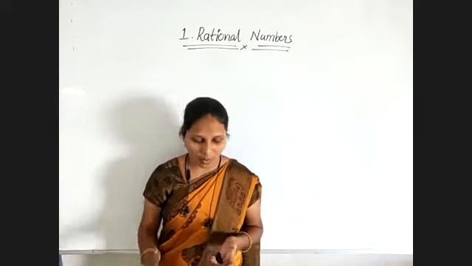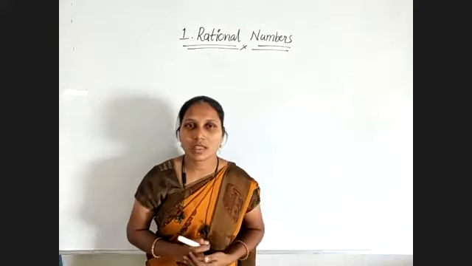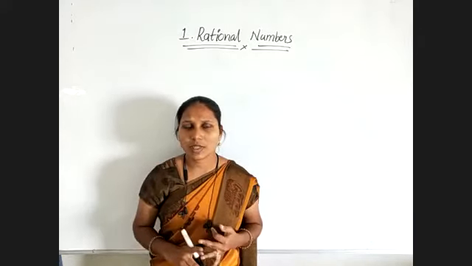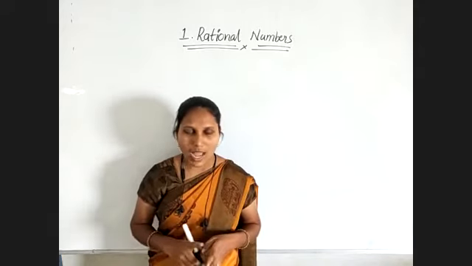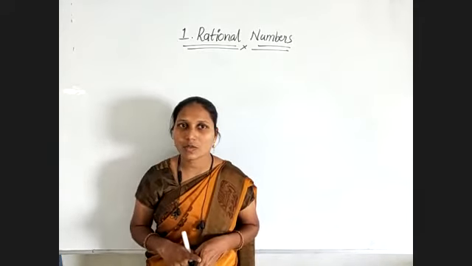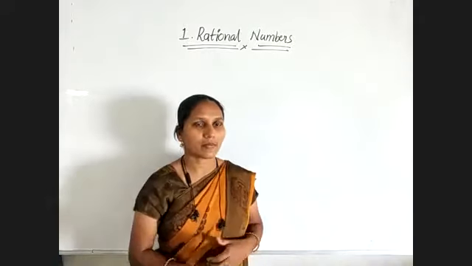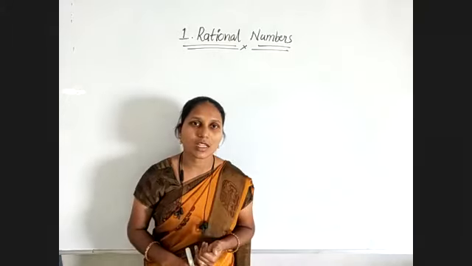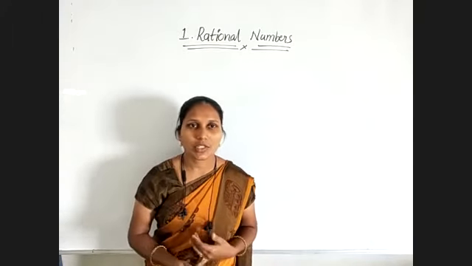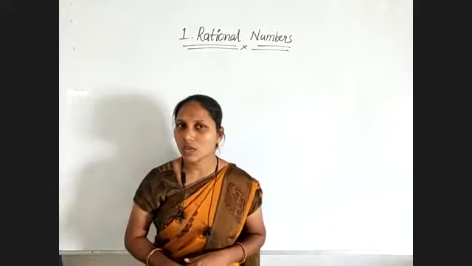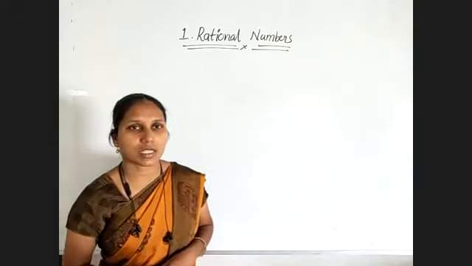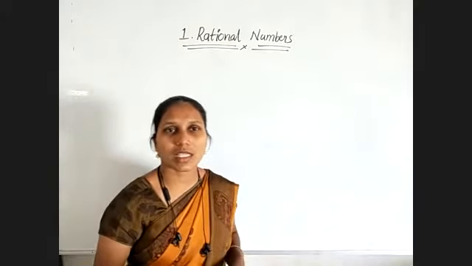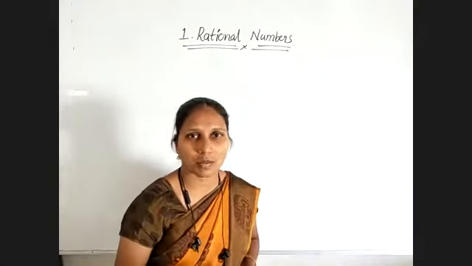Now coming to the different properties. In the previous class we have discussed different properties: closure property, commutative property, associative property, distributive property, additive inverse, additive identity, multiplicative inverse, multiplicative identity, everything we have studied. Now we will use some examples. Already one of the examples I have explained, where we are using the commutative and associative property. Today we are going to discuss some other examples, that is, different problems I'll explain. Then you may understand very easily what the different properties of rational numbers are.